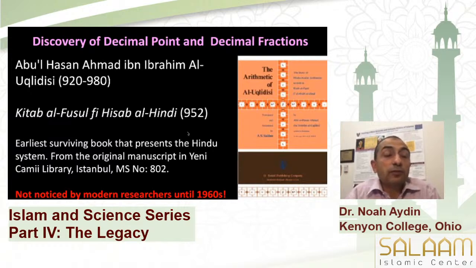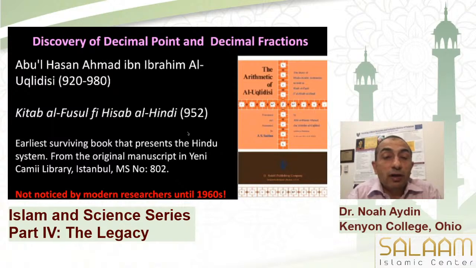His name was Abu Hassan Ahmed bin Ibrahim al-Uqdudisi. Now, al-Uqdudisi was his nickname, referring to Euclid. That's probably because he was making copies of Euclid's books. He wrote a book, Kitab al-Fusul fi Hisab al-Hindi, which means the book of chapters on Indian arithmetic. As you can see here, Muslim scholars always refer to this number system as Indian numbers.